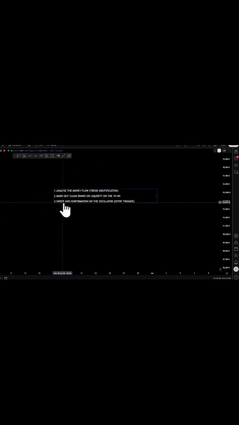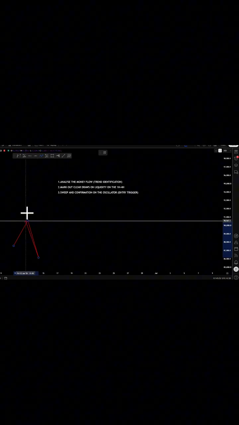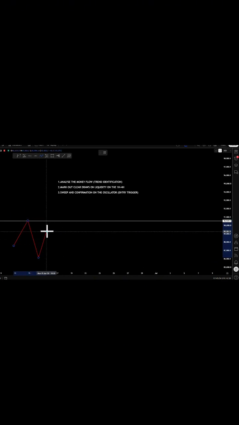All right, then the third step is wait for a sweep and confirmation on the oscillator as an entry trigger. So first, let's talk about sweep. So the level you've marked out, the clear draw on liquidity, for example, randomly, this is the level that you have marked out. All right, the price looks like this, and then this is a clear draw on liquidity. Then you wait for the price to sweep it.